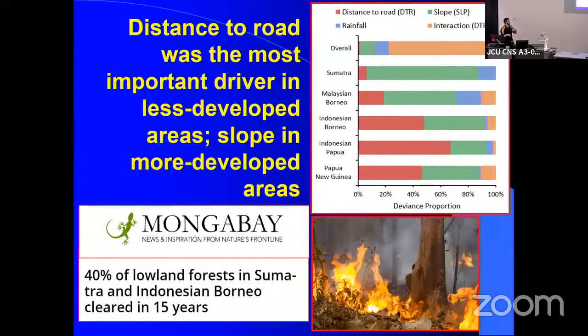And we also broke down the model and did a separate model for each region. And we found that in the less developed regions, that's where distance to road is the strongest explanatory factor. So if you're looking at Indonesian Papua and Papua New Guinea and Indonesian Borneo down here, you can see the distance to road explains most of the deviance in the model. So that means that it's the thing that accounts for the model performance most. But over in Malaysian Borneo and Sumatra, where there are much more roads and it's much more developed, it's actually slope that is the biggest covariate there.